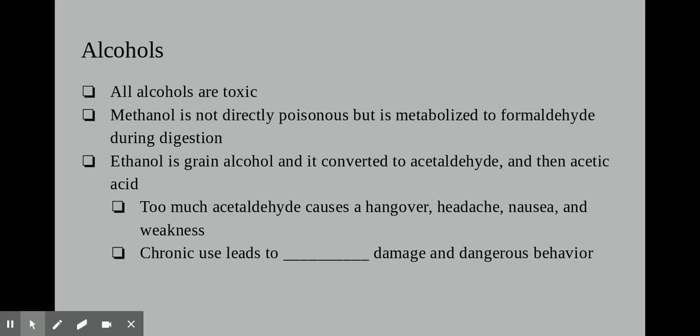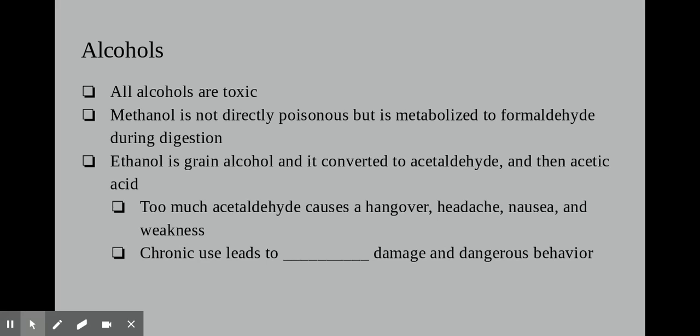Ethanol is an alcohol that has two carbons. So this is grain alcohol. When it is metabolized in the body, it's converted to acetaldehyde instead of formaldehyde, and then that is metabolized into acetic acid, and that's just the same formula as vinegar is. That's acetic acid. If too much acetaldehyde is metabolized inside your body, classic symptoms: hangover, headache, nausea, and weakness.